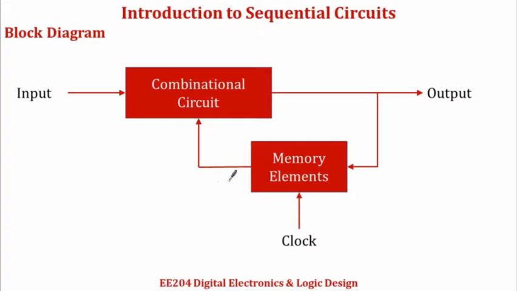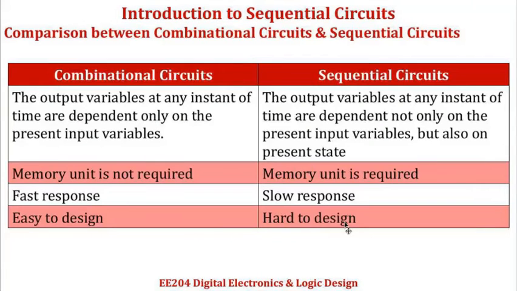The present state, the external input, and the clock determine the output and the next state of the memory element or the sequential circuit. Now, you have already learned about the combinational circuits in module 3. Now we'll try to compare combinational circuits and sequential circuits.